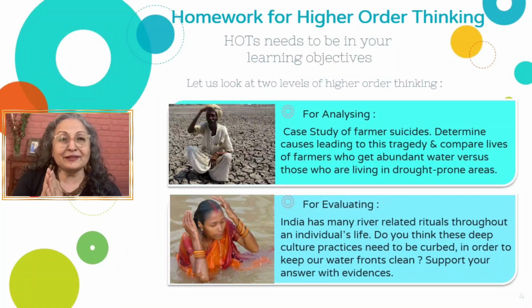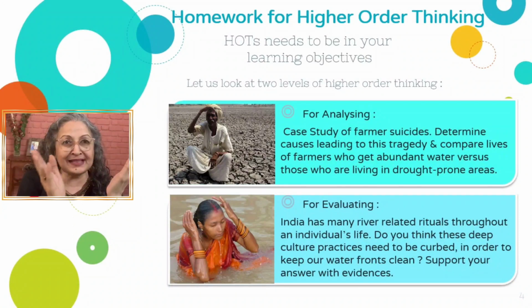But mind you, whatever you're giving for homework or for assessment must first appear in the learning outcomes or learning objectives. Only when it appears there in your CSFV2, in the skills this should appear, higher order thinking skills, only then could you give homework based on that.